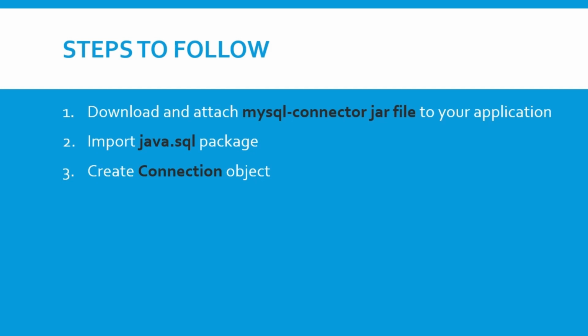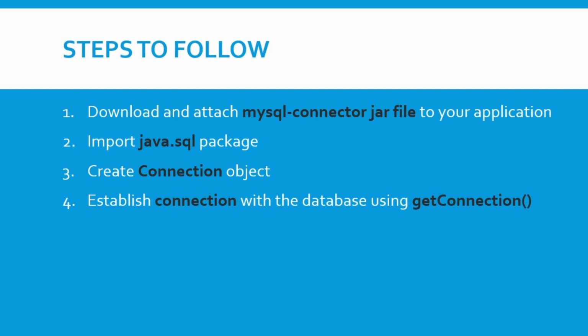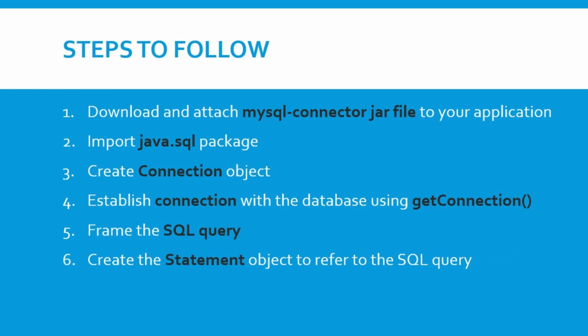There is a built-in class called Connection. So you have to create an object for the Connection class and then establish the connection with the database using the getConnection method. Again, getConnection is a built-in method that is available inside the SQL package. Once you have established the connection, we have to execute the necessary queries. For that we have to frame the required SQL query, followed by that we have to execute the query.